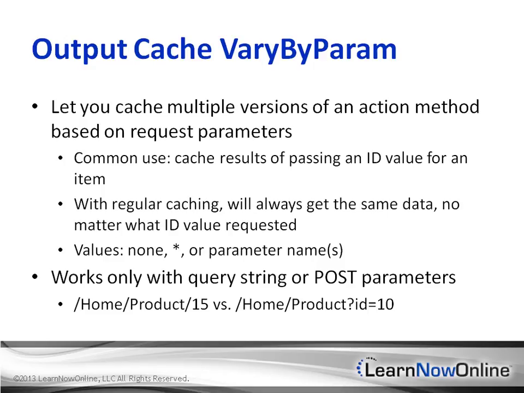The first URL isn't usable with vary by param because each URL is unique. The second one is usable with vary by param because there's a query string parameter, but the important thing is that the path home/product remains the same. Okay, so let's see how this works.